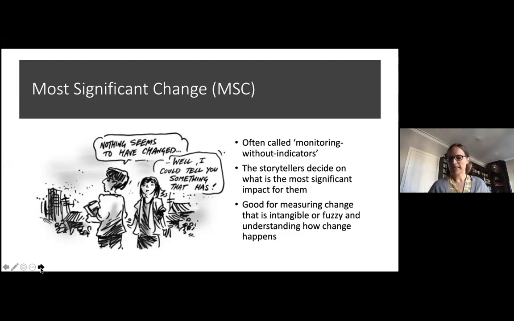how change happens generally. So it's really focused on the richness of lived experience, and also looks at the longitudinal experience. People might compare the situation that they find now to previously, before your programs, for example, started.